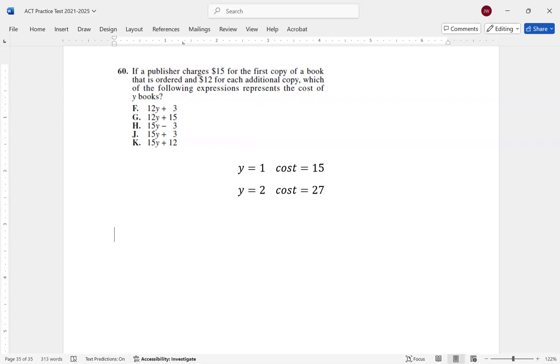Okay. And basically, that's giving me a cost equation where I take 12 times the number of books and then add 3. 12Y plus 3 is the cost of Y books. And so that's option F. And so the answer to question 60 is F, which is 12Y plus 3.